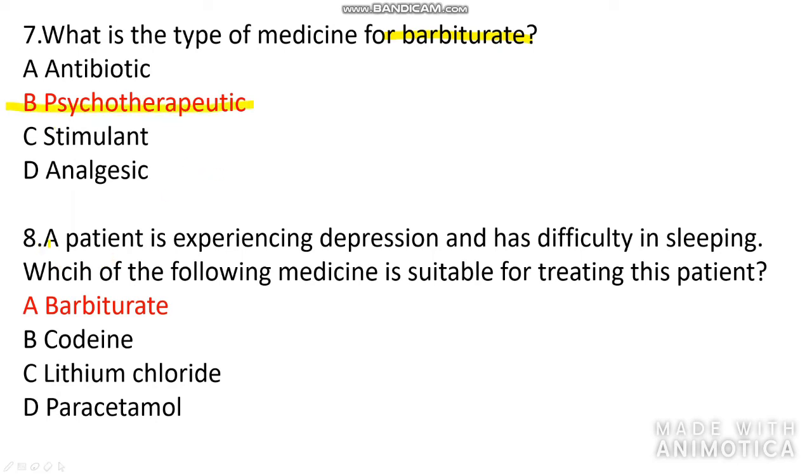The next question, a patient experiencing depression and having difficulty in sleeping. Which of the following medicine is suitable to treat this patient? So the answer is the same as the above question, barbiturate, because it can induce sleeping and also make you not feel anxiety, not feel nervous. Codeine is a type of analgesic and paracetamol is also a type of analgesic which is used to reduce pain.